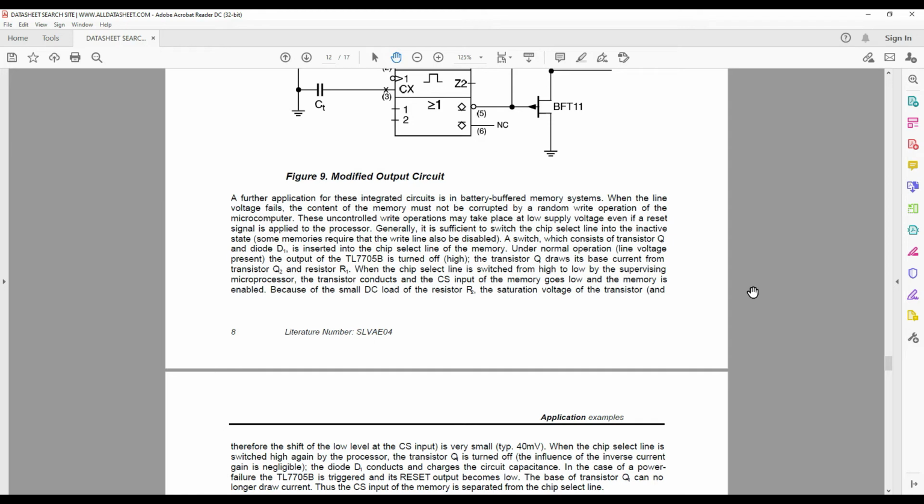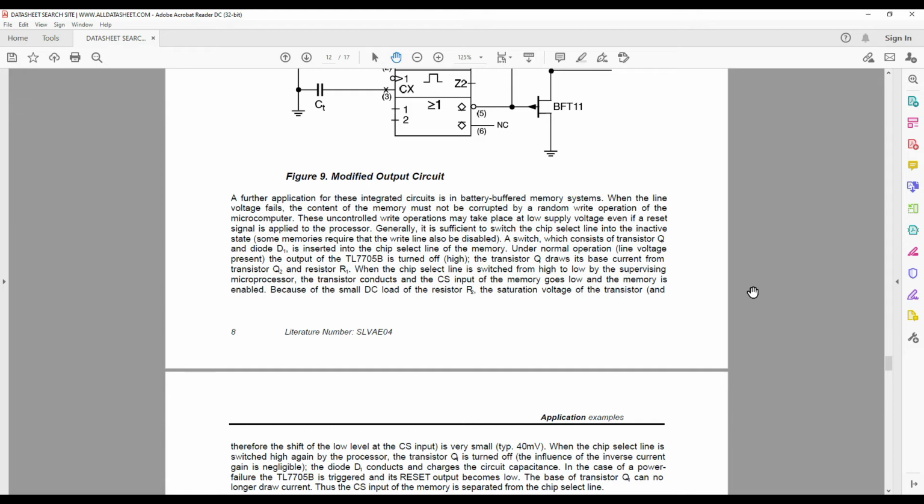A further application of these integrated circuits is in battery buffered memory systems. When the line voltage fails, the content of the memory must not be corrupted by a random write operation of the microcomputer. These uncontrolled write operations may take place at low supply voltage, even if the reset signal is applied to the processor. Generally, it is sufficient to switch the chip select line into the inactive state. Some memories require that the write line also be disabled.